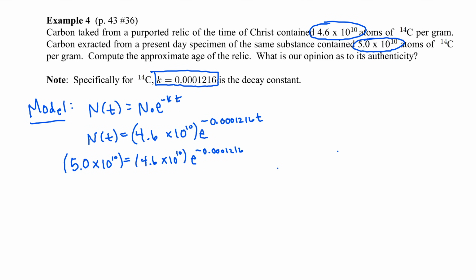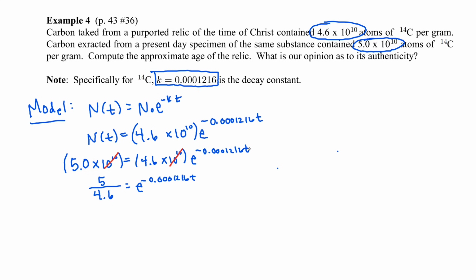So this is simply going to require some algebra. Let's divide both sides by 10 to the 10th. When we divide by 10 to the 10th, that's going to cancel. Then we can divide both sides by 4.6. And to avoid rounding error here, I'm just going to leave it as 5 divided by 4.6 equals e to the negative 0.0001216 t. Oops, I keep losing my t.